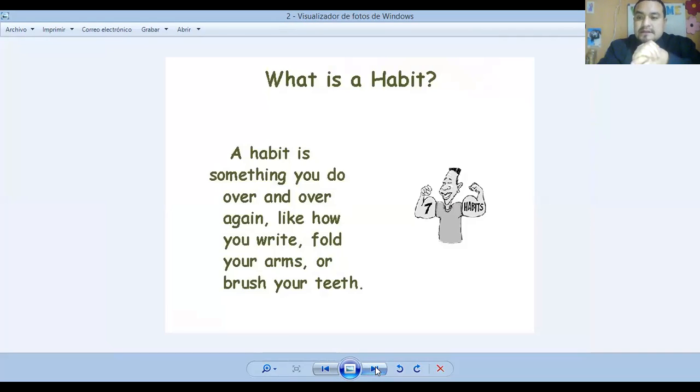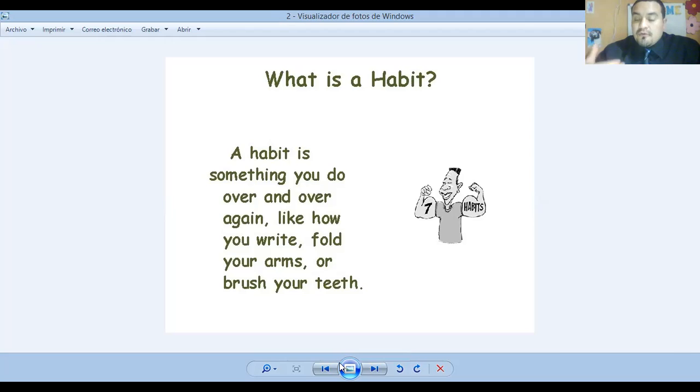So here we have another example of what a habit is. A habit is something that you do over and over again, like how you write, how you fold your arms, how you brush your teeth. That's a habit, okay? It's something that you do over and over again. It's a repeated action.